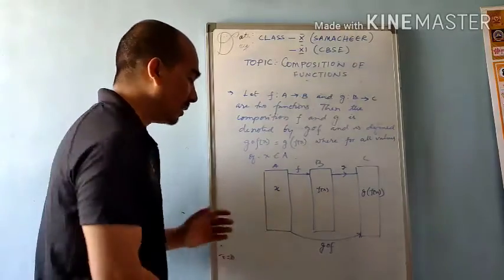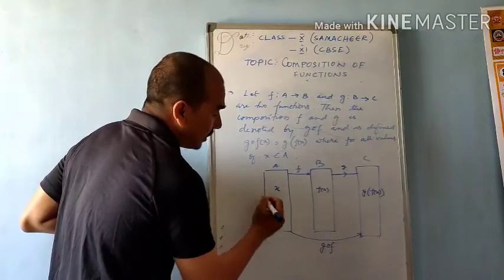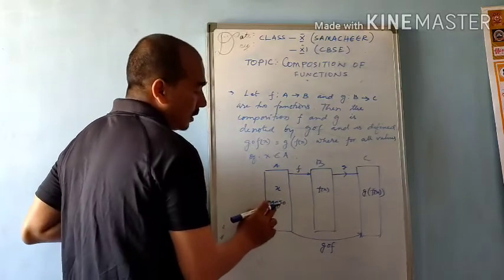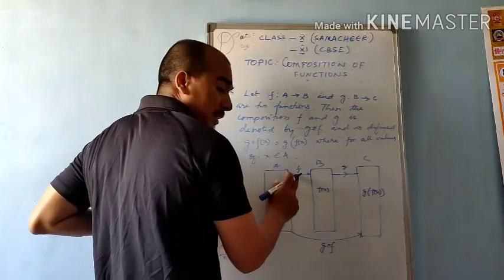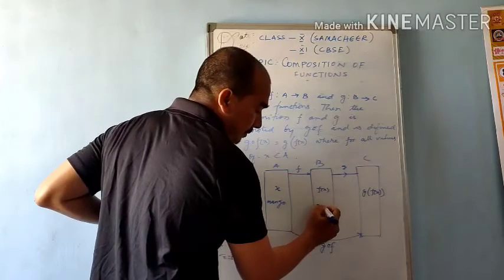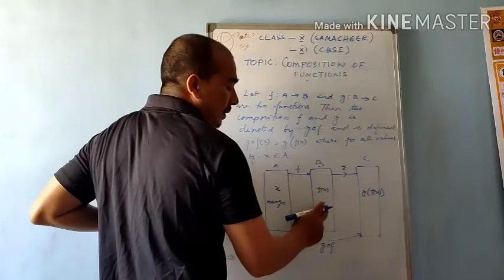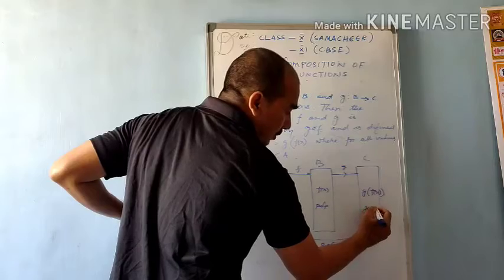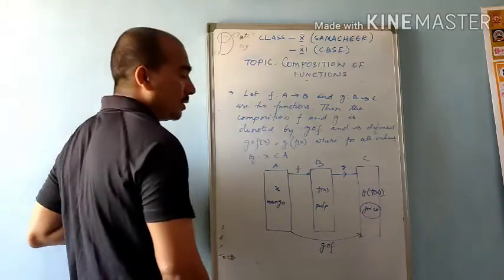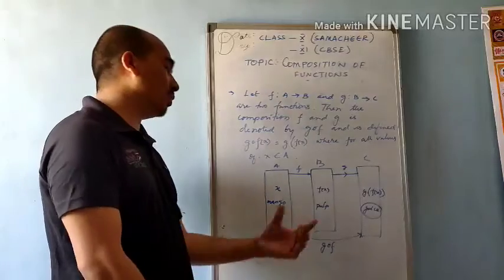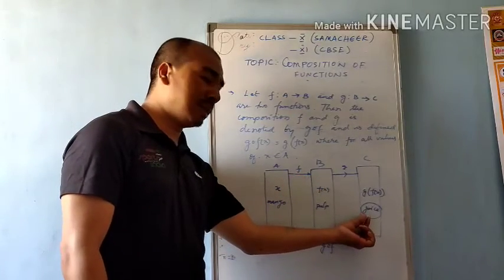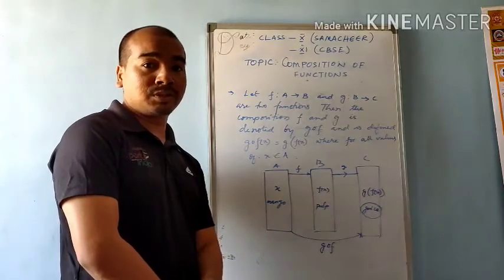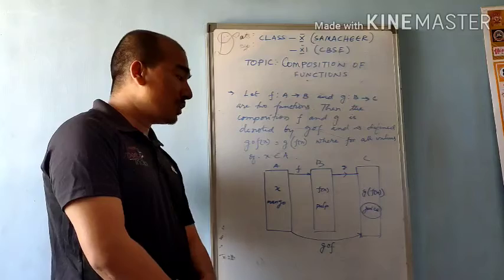Okay, so if you don't understand this one, I will tell you with an example. Suppose this is a mango, raw mangoes. This mango I will fit in the first machine, and we'll get pulp. Then again this pulp I will fit in the next machine, and we'll get the juice. So this juice is called composition of the two machines. Why? How are we getting this juice? After using these two machines. Yes or no?